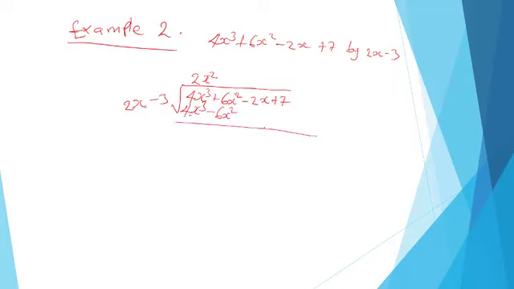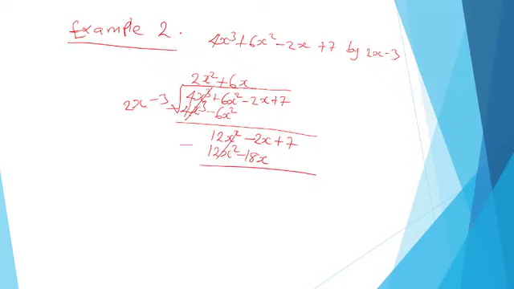You bring down your line. This goes off because there's a minus sign. This minus this gives you 12x squared. You bring down your minus 2x and you bring down your plus 7. You divide further. 12x squared divided by 2x will now give you plus 6x. 6x times 2x gives you 12x squared, and 6x times minus 3 will give you minus 18x.